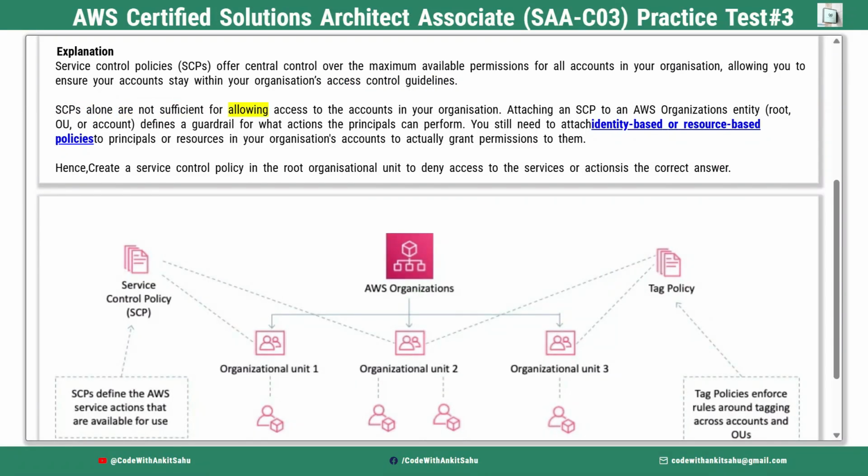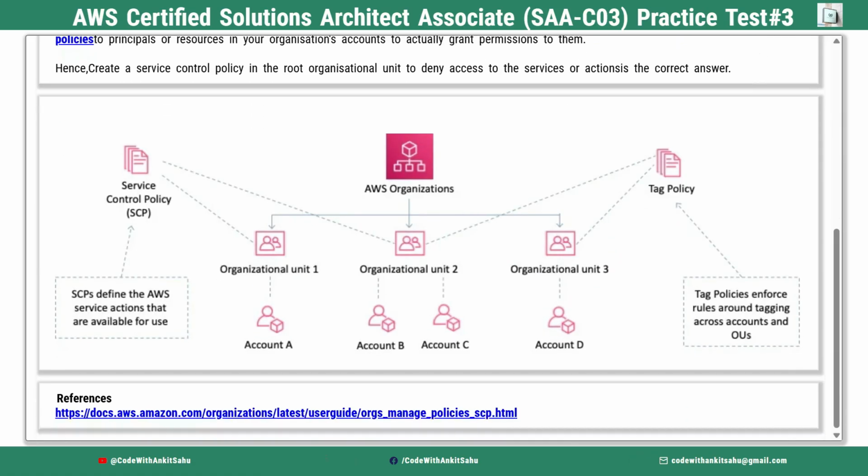SCPs alone are not sufficient for allowing access to the accounts in your organization. Attaching an SCP to an AWS organization's entity, root, OU, or account, defines a guardrail for what actions the principals can perform. You still need to attach identity-based or resource-based policies to principals or resources in your organization's accounts to actually grant permissions to them. Hence, create a service control policy in the root organizational unit to deny access to the services or actions is the correct answer. References.